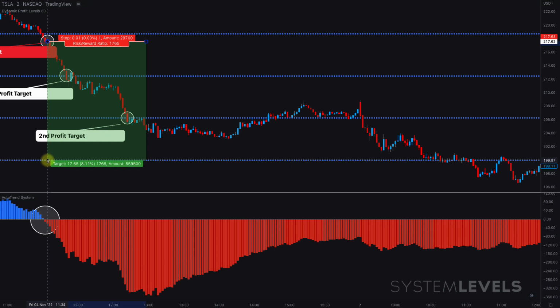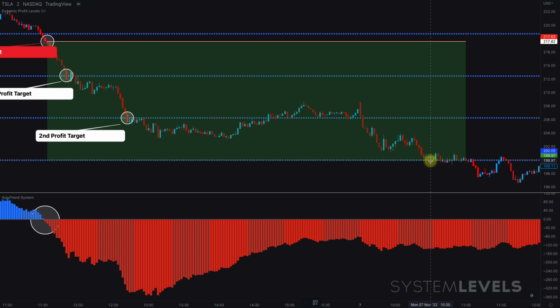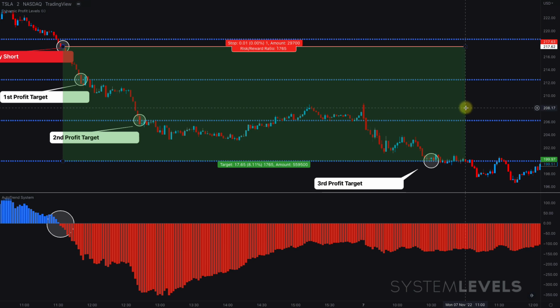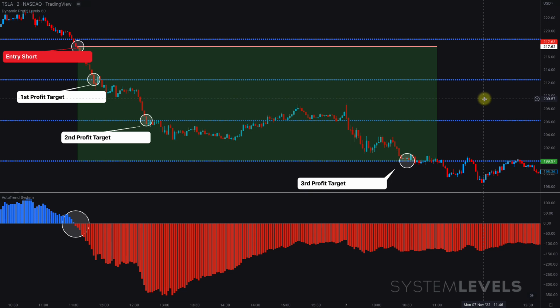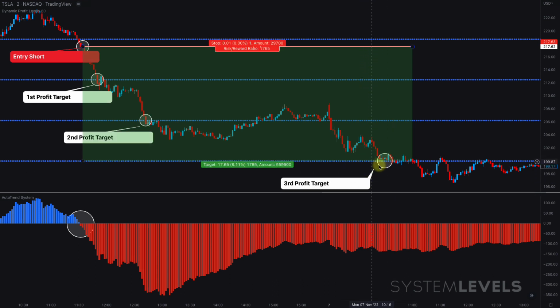So as you can see, we ended up hitting our third profit target right here. There we go. Third. Oh, cannot type today. It's quite early here. Third profit target. So at that point, I didn't actually take this trade. I was not on my computer when this trade unfolded, but usually I like to scale out of my profits, of my trades in thirds. So at that point, most likely I would be all out of this trade.